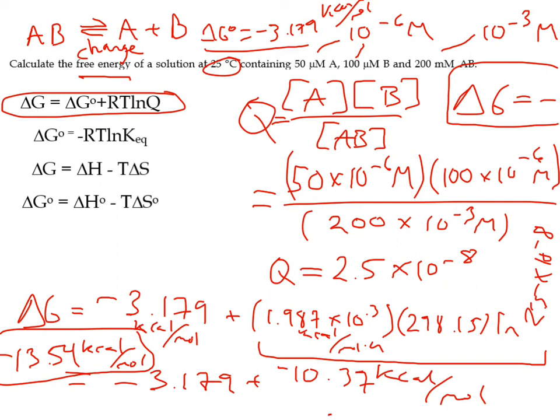Does that make sense? Yeah, we knew Q was less than KEQ. Delta G should be negative, and it should be even more negative because Q is smaller than KEQ. It should be even more favorable. So in this case, this makes a lot of sense. So I hope that helps.